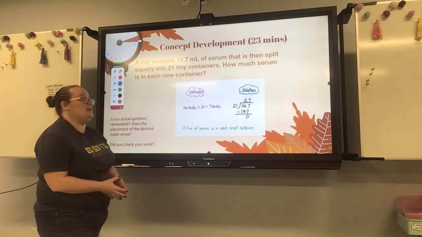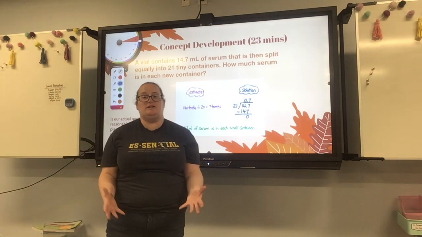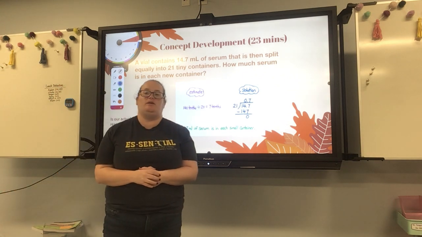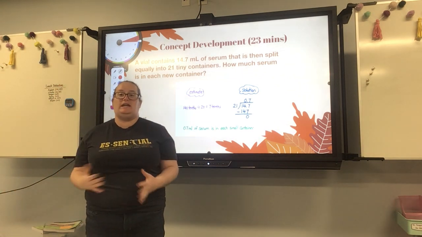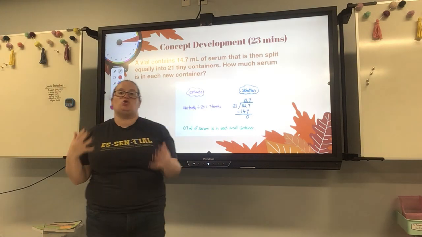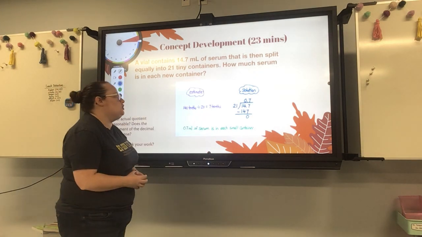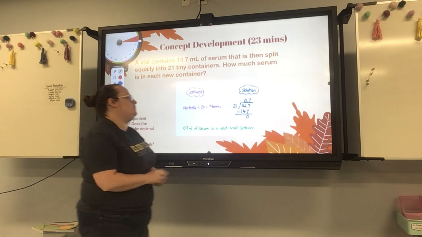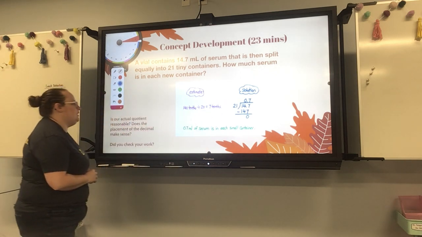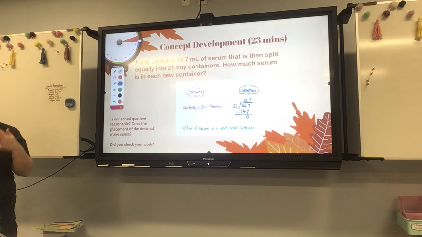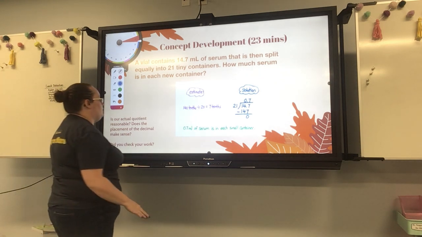Yes, it makes sense because we had a 0 in the ones place just like we talked about before we did the problem. Since 14 is smaller than 21, I know that I'm going to have a 0 in the ones place. So it does make sense that my answer is 0.7. Did we check our work? Miss P did not, but you absolutely could.